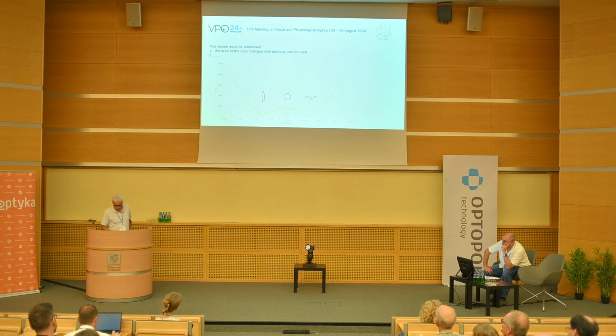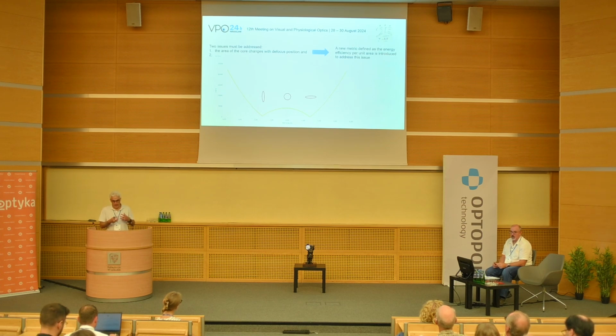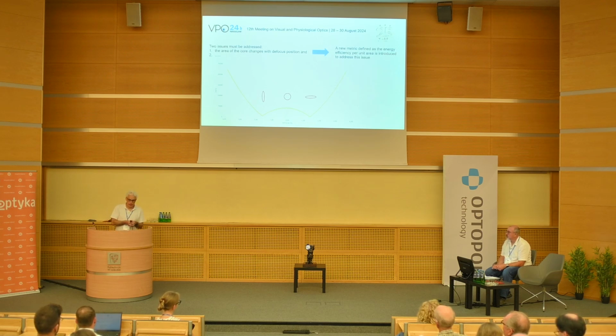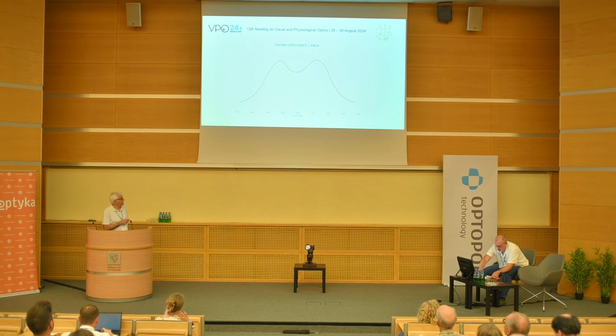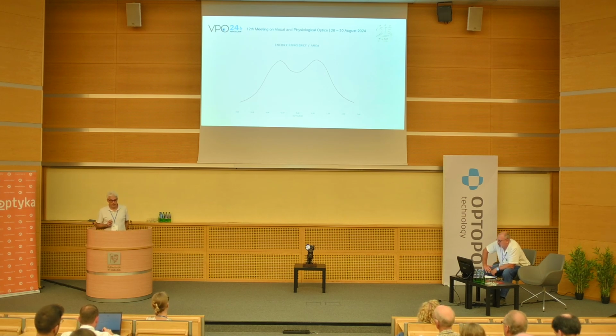So, our purpose is to change the energy efficiency to an energy efficiency per unit area. If we want an idea of how concentrated the energy is in the core, we need to measure it per unit area. If we divide the energy efficiency we've seen before by the area, we have this other curve that is nicer, but it still says that we have better quality at the two foci of the lens.